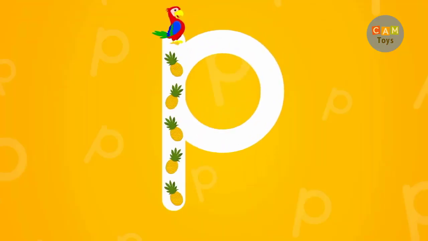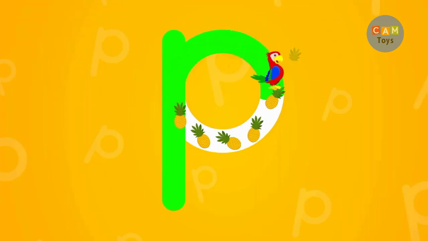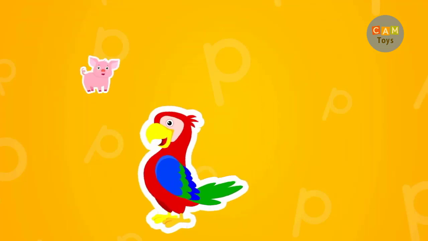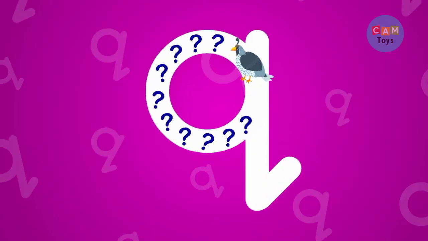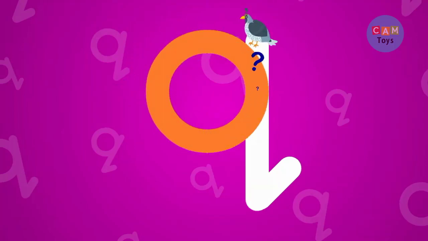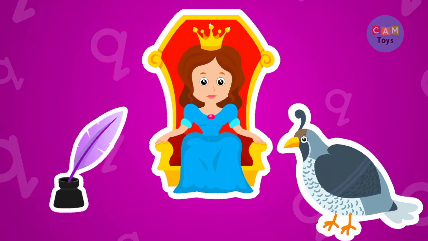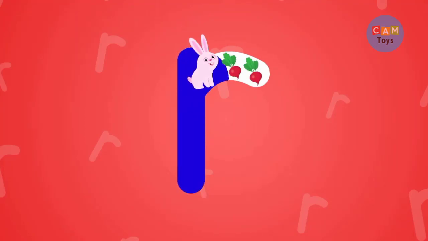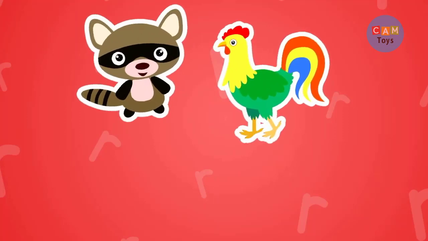This is the letter P. P is for parrot, pig, penguin, panda. This is the letter Q. Q is for queen, quail, quill. This is the letter R. R is for raccoon, rooster, rabbit, rocket.